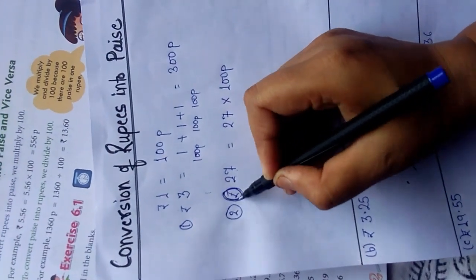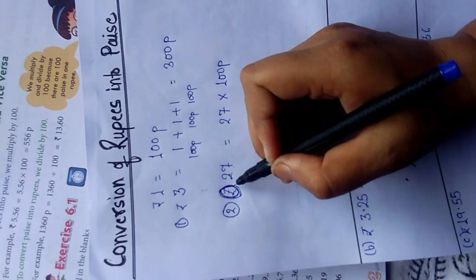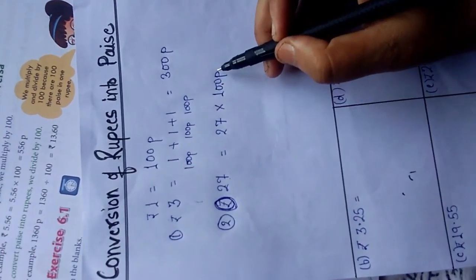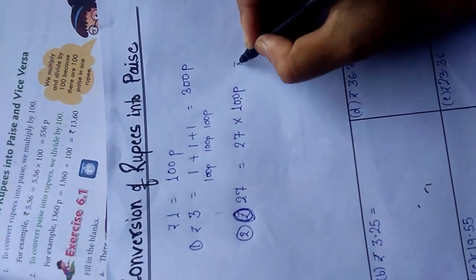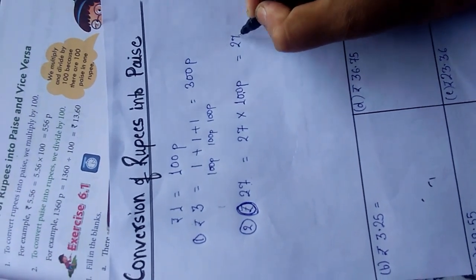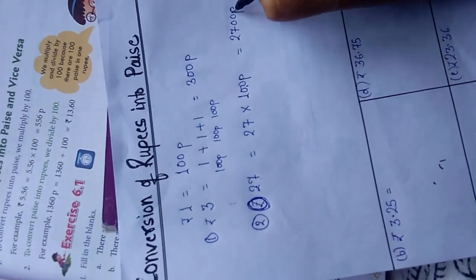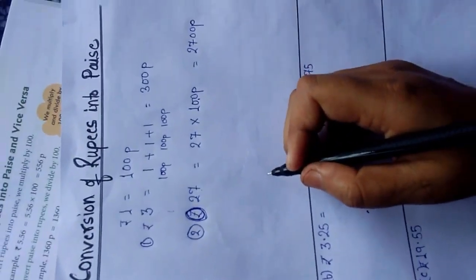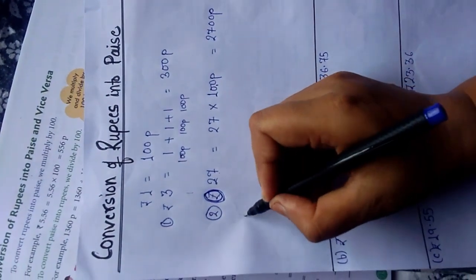because in this rupee there are 100 paise. Then how much will it be here? 2700 paise. Dear students, we are taking another example of it.